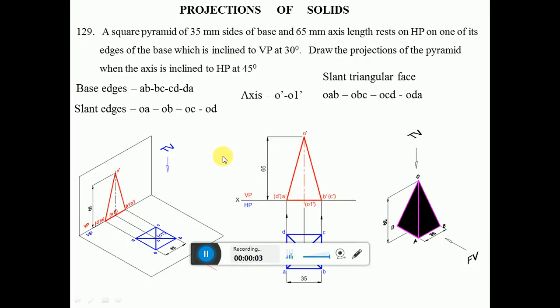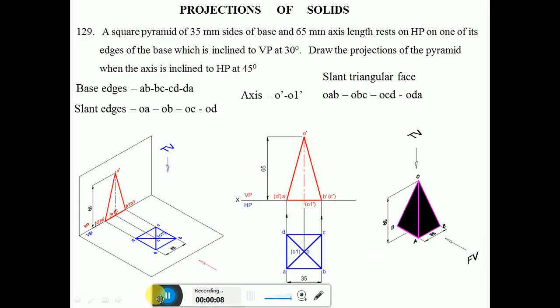We're going to take up the projections of solids. So here, a square pyramid of 35 mm sides of base and 65 mm axis length rests on HP on one of its edges of the base, which is inclined to VP at 30 degrees. Draw the projections of the pyramid when the axis is inclined to HP at 45 degrees.